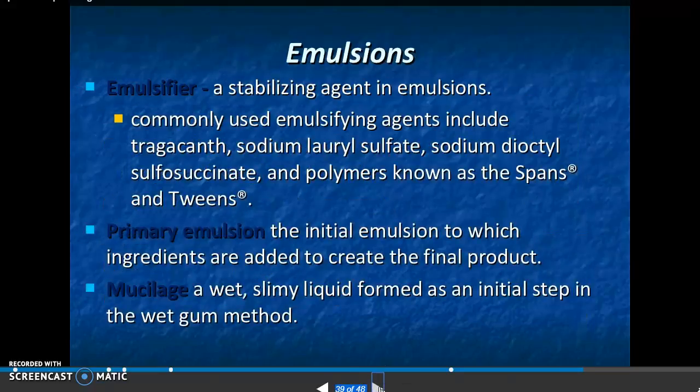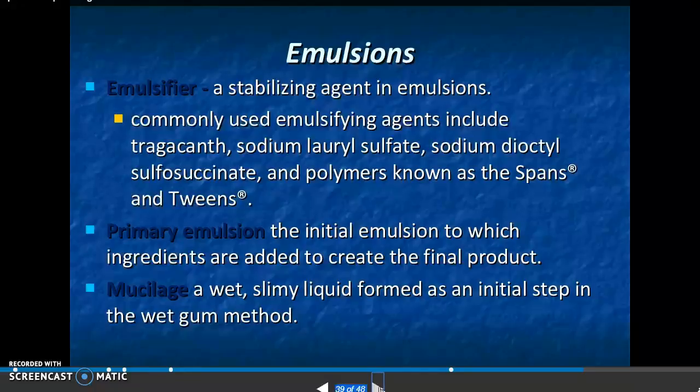All right, so emulsifiers, a stabilizing agent in emulsion. Commonly used emulsifying agents include tragacanth, sodium lauryl sulfate, sodium dialkyl sulfosuccinate, and polymers known as Spans and Tweens. So you have two major things that you find associated with the emulsion.